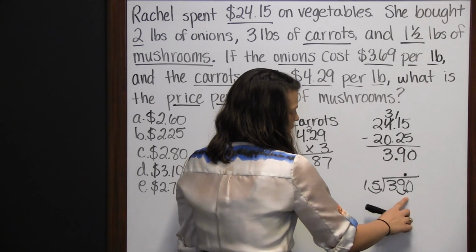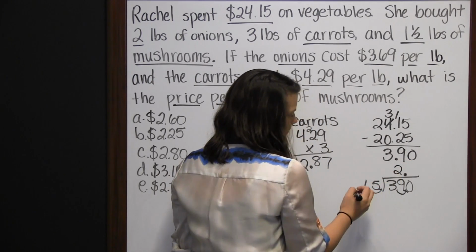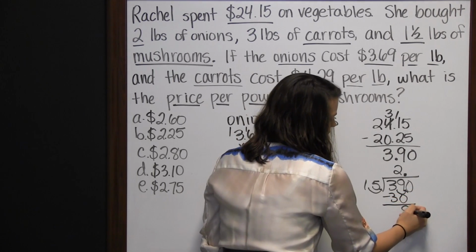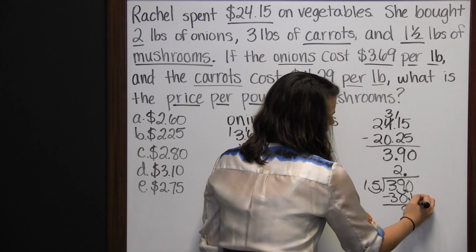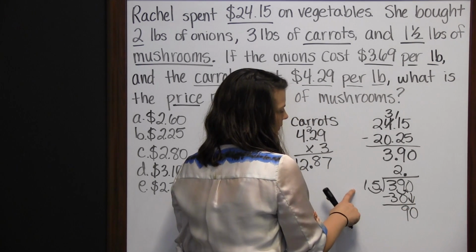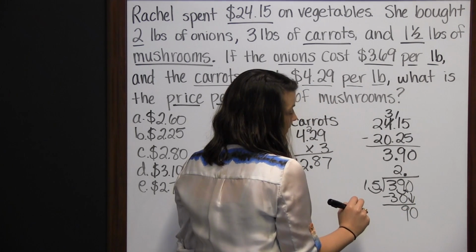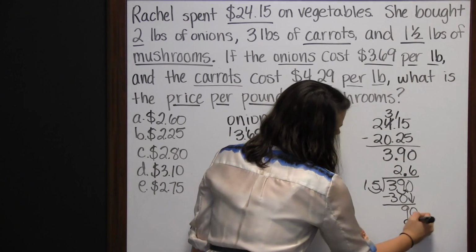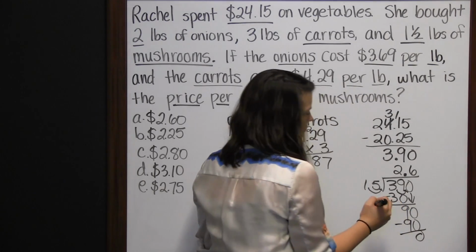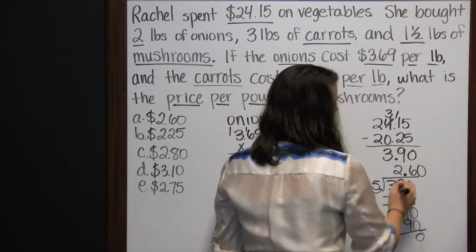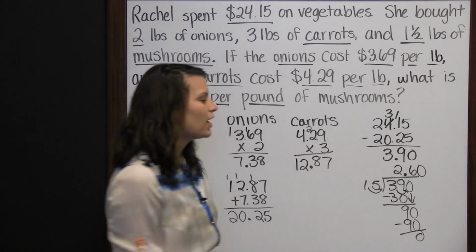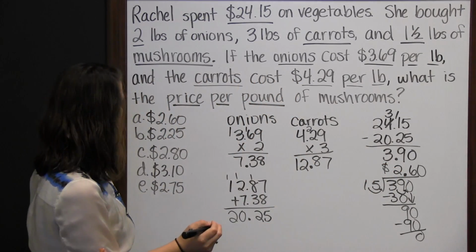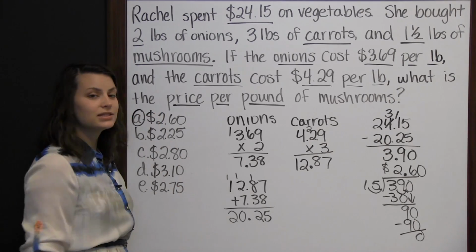And 15 goes into 39 2 times. 15 times 2 is 30. Subtract and you get 9. Bring down the 0. 15 goes into 90 6 times. 15 times 6 is 90. Subtract and you get 0. So no remainder. But we can add a 0 here since we're talking about money. So that means that the mushrooms were $2.60 per pound, which is answer A.